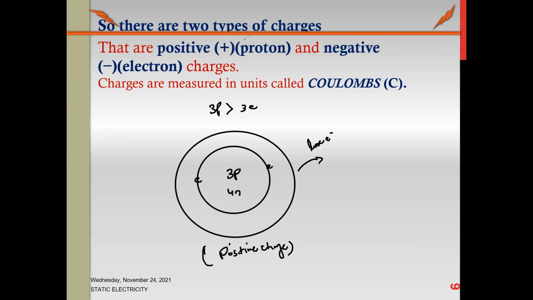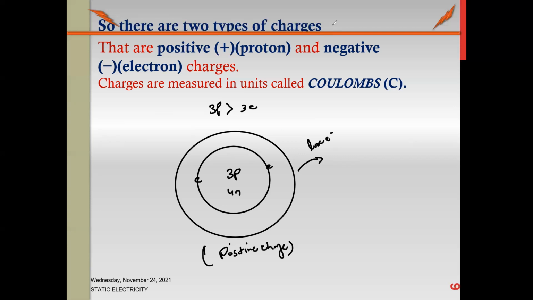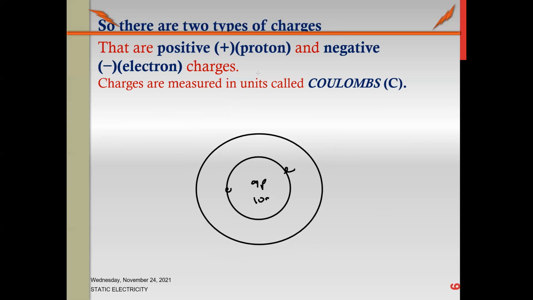And the opposite can happen. For example, if you have an atom which has 9 protons and 10 neutrons. Neutrons are neutral and do not contribute to the charge of the atom. The first shell has 2 electrons, and the second shell has 7 electrons.